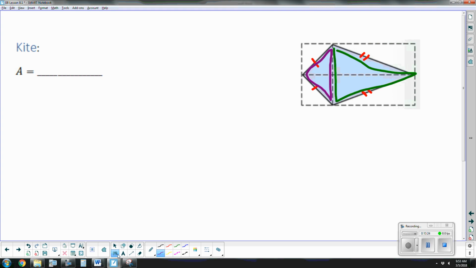All right, furthermore, you know that this triangle and this triangle are congruent. And secondly, that this triangle and this triangle are congruent. So you have 2 sets of congruent triangles.